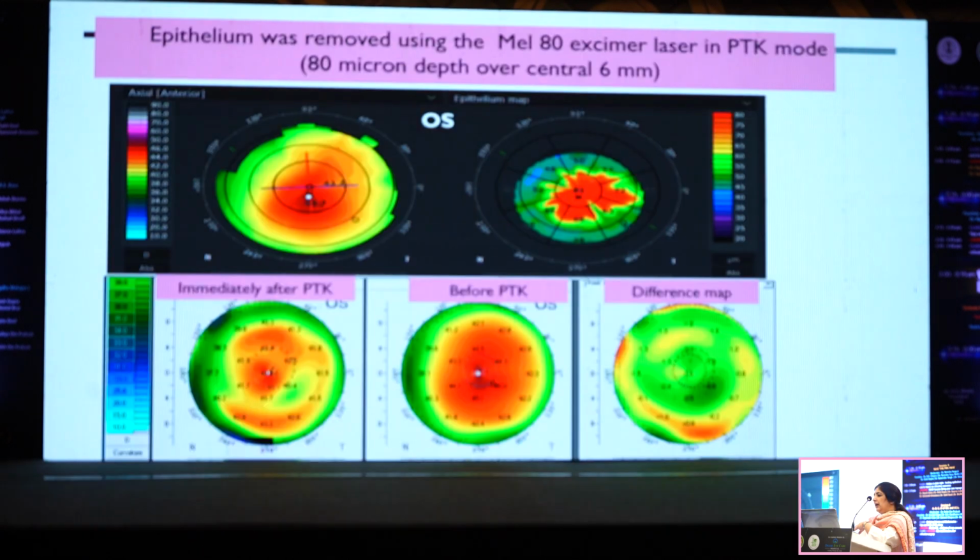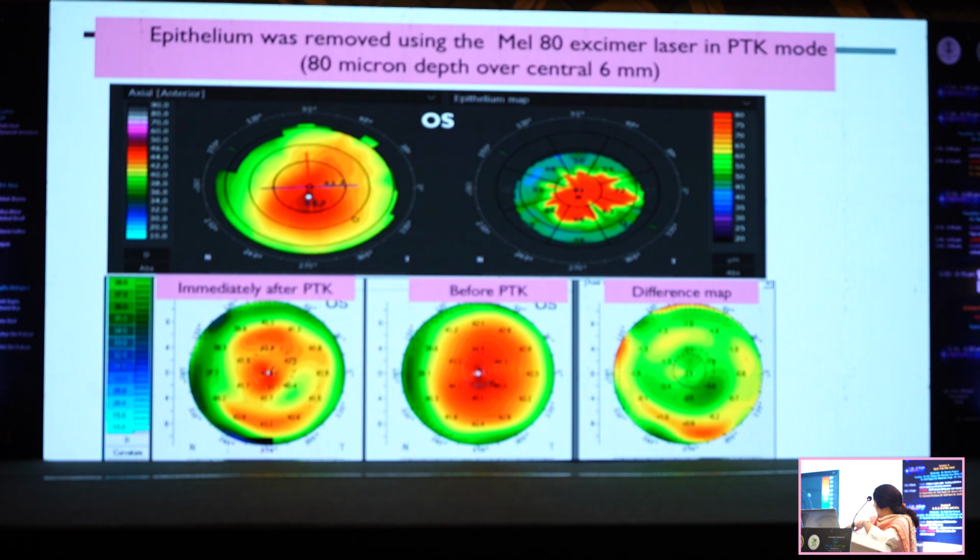So we went ahead with removal of the epithelium using the PTK mode. So 80 micron depth was removed over the central 6-7. We could have gone ahead with a PRK as well, but the patient wasn't interested in refractive correction, and she just said, I just want to get rid of my symptoms of recurrent corneal erosion and pain.